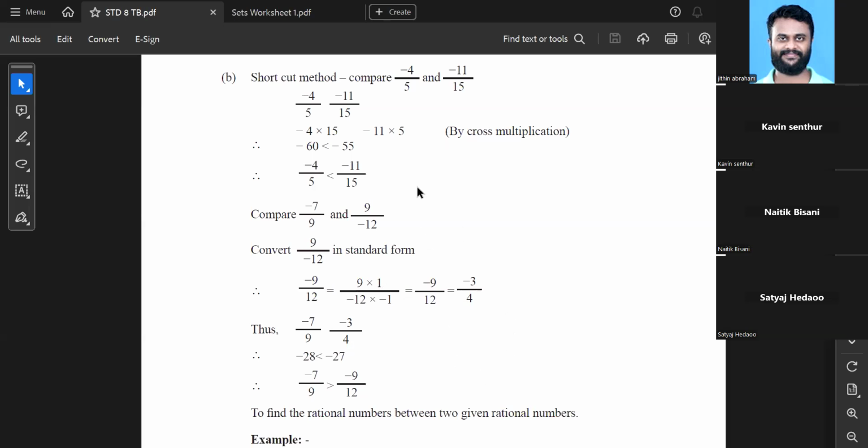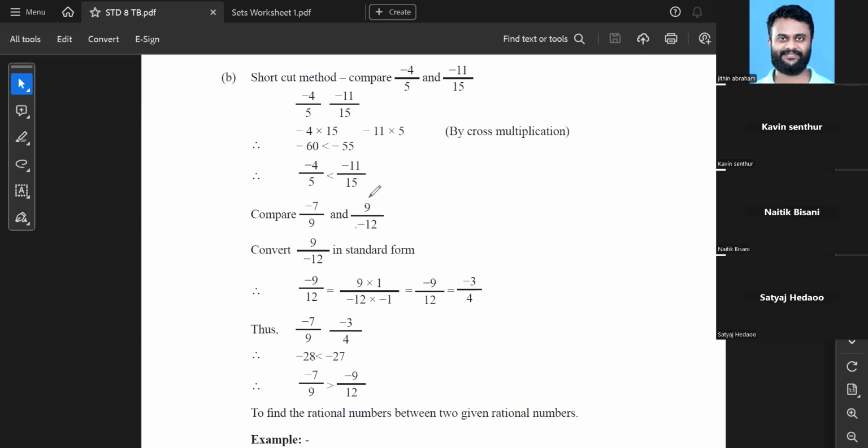Now, there is one more method over here. For example, if you have an example like minus 7 upon 9 and minus 9 upon 12, you have to compare. Now, you'll say, sir, if I directly take these numbers, 12 multiplied by 7 and 9 multiplied by 9, I can definitely find the answer, but the numbers are too big. Can we not make the numbers smaller? Yes. Whenever you feel that the numbers are big, whenever you feel that these numbers can cancel with each other and they can be reduced, you do that.